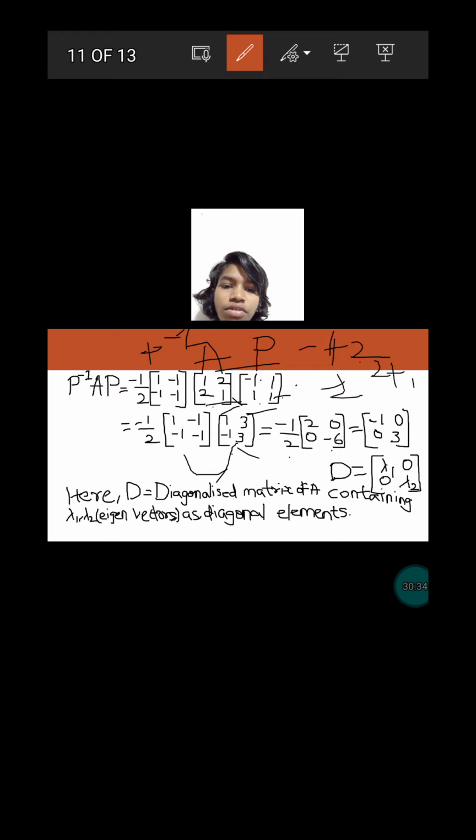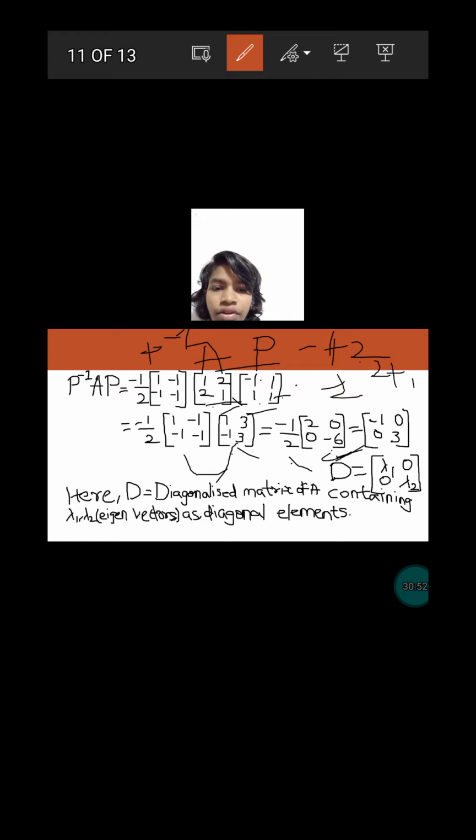Then divide this by 2, with -1 by 2 outside. Then we get the matrix -1, 0, 0, 3. And this matrix is said to be the diagonalized matrix.